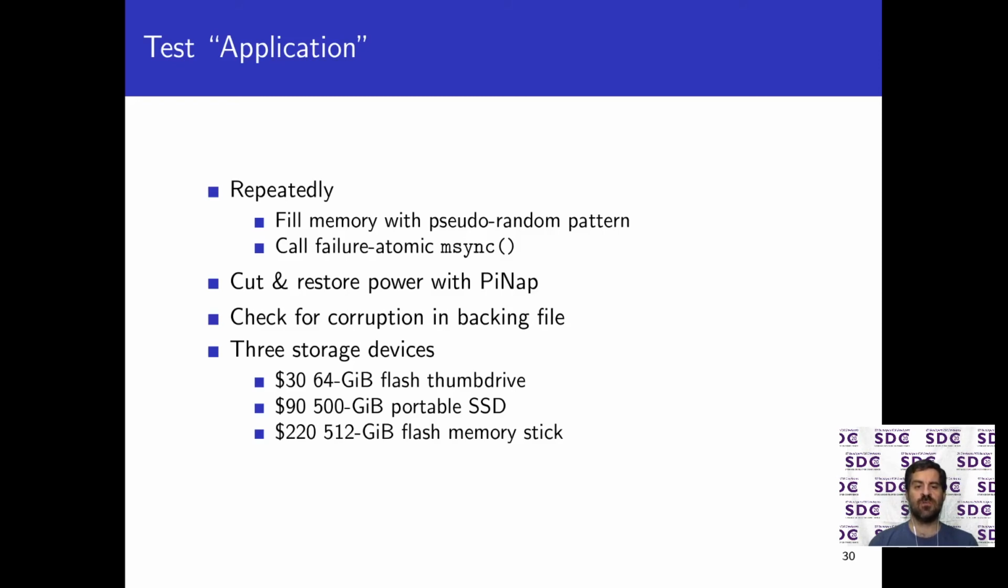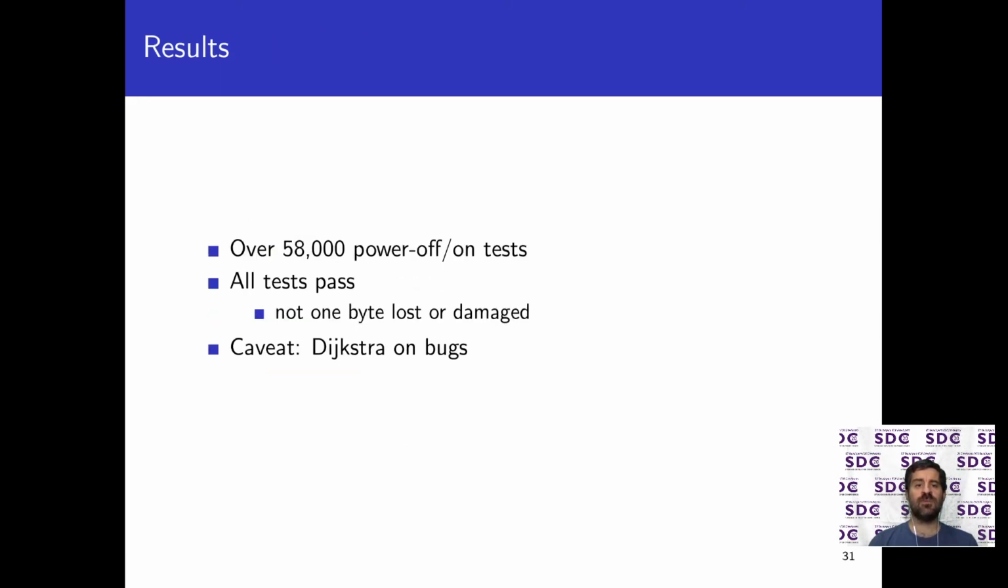We ran thousands of power-off-on tests on each of 3 different USB-attached storage devices: a cheap 64 gig flash thumb drive, a medium price 500 gig portable SSD, and a relatively expensive 512 gig flash memory stick. We ran over 58,000 power-off-on test cycles in total. All tests passed with flying colors. Not a single byte of data was corrupted or destroyed.